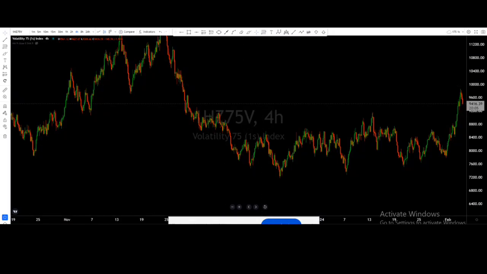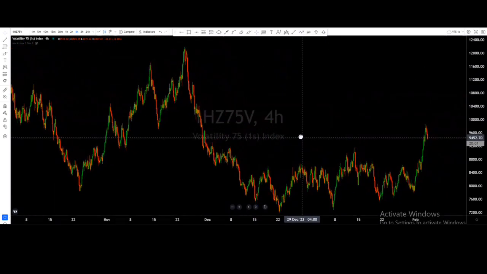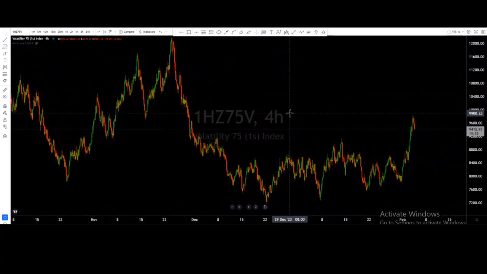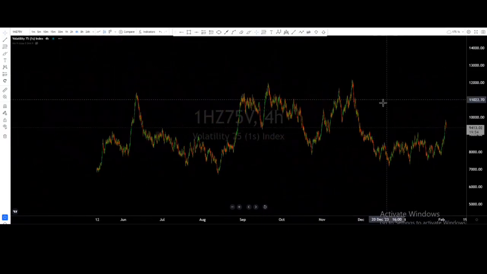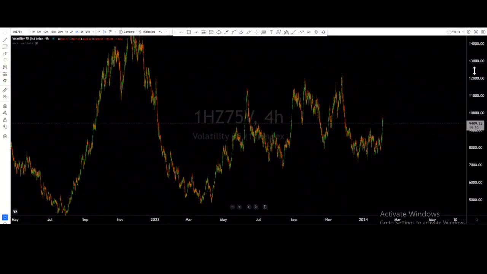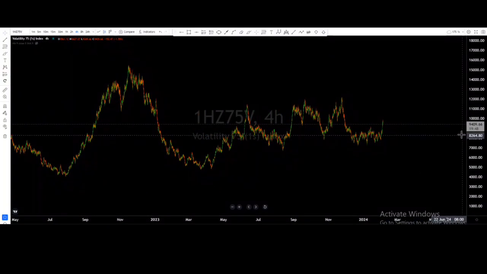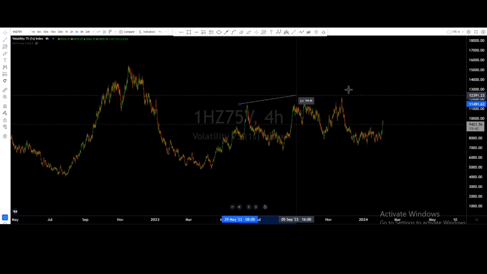So today we'll be looking at some volatility index to see what we can predict for the future. We're looking at V75 1S because this is the only index that allows you to trade with, I think, as little as 0.20 cent. So no matter the amount you have, you can actually trade this Volatility 75 1S.